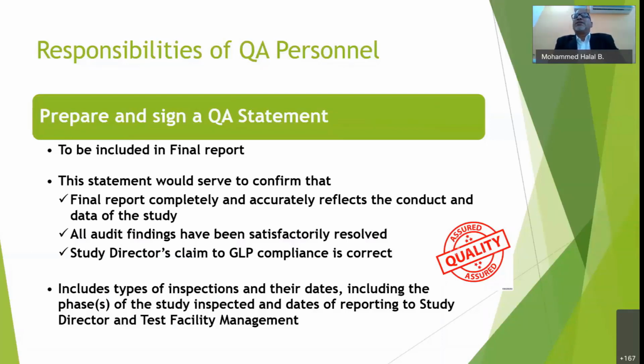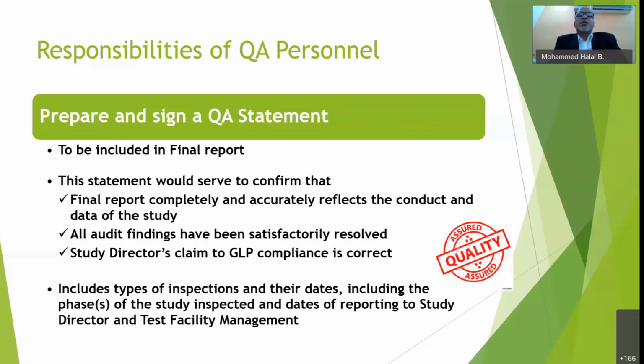We have to see that it is resolved in a satisfactory manner. Also, the QA statement should capture the study director's claim to GLP compliance. That is so important: what they committed in the study plan, whether they did it according to GLP compliance. If the QA personnel who audited is satisfied that the study has been conducted with GLP compliance, then only can you provide the quality assurance statement to the study.